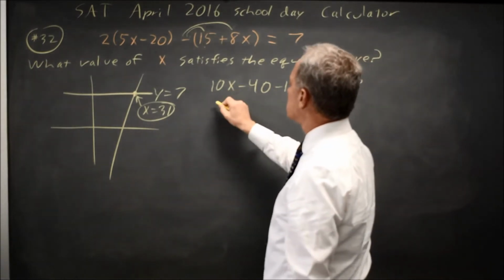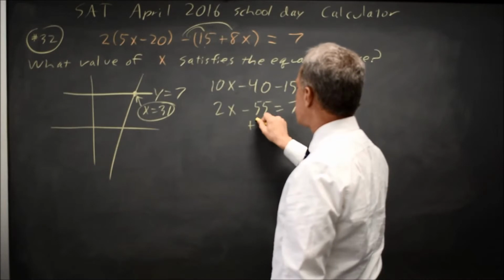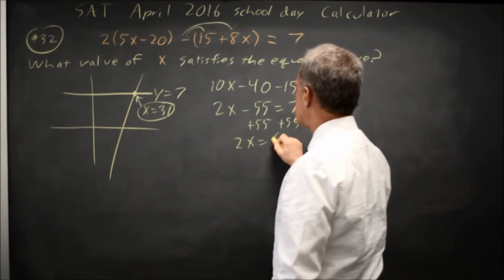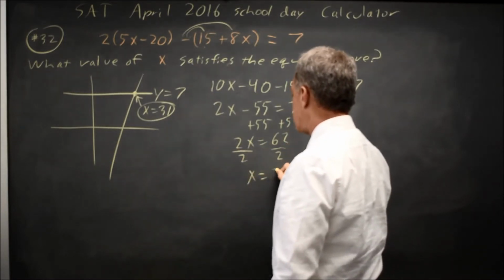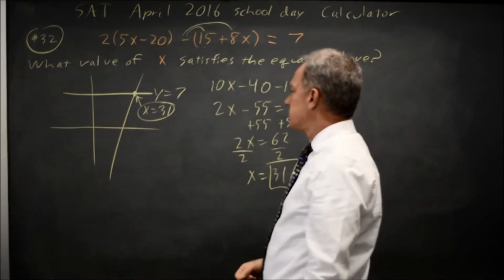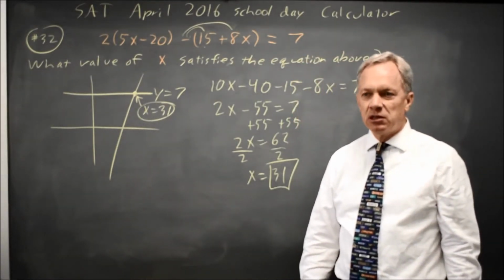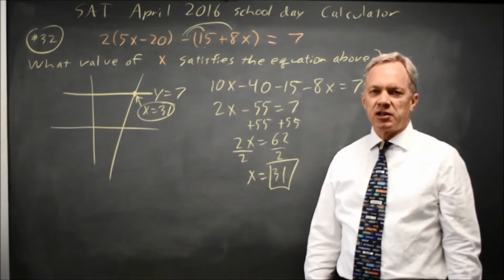Combine like terms. 10x minus 8x is 2x. Minus 55 equals 7. Let's add 55 to both sides. 2x equals 62. Divide both sides by 2, and I get x equals 31. Notice I always do the same thing to both sides of the equation. That's important when you're doing the algebra. Notice that I also got the same answer, but it's faster to do on the graphing calculator.